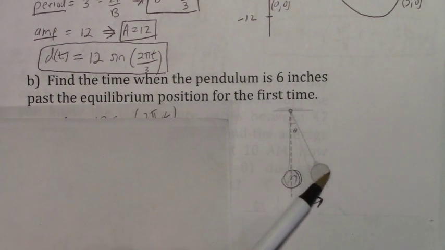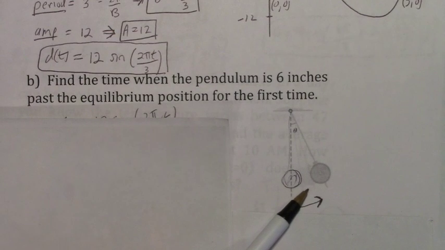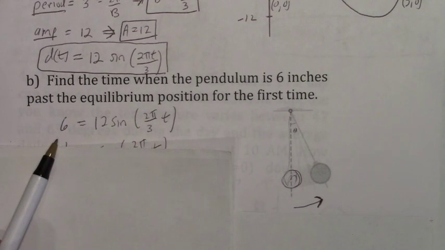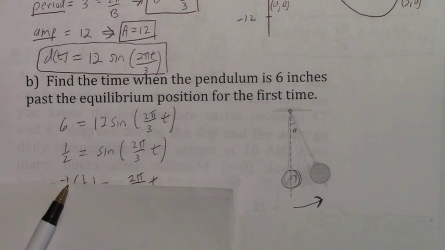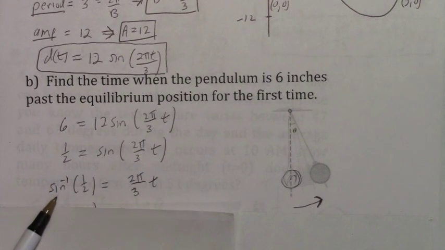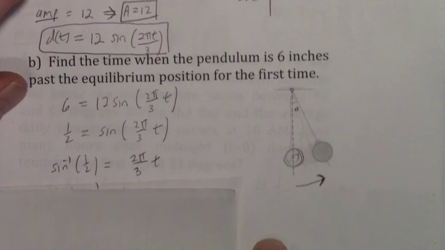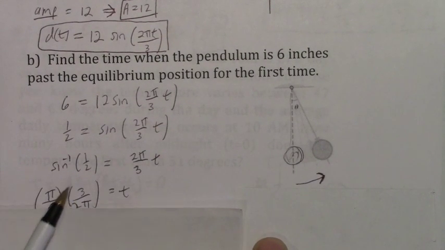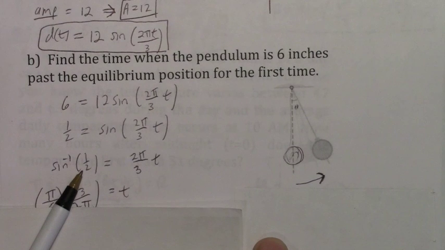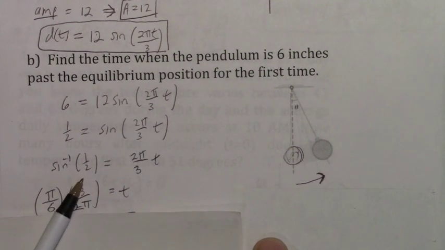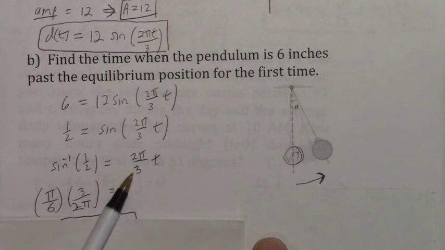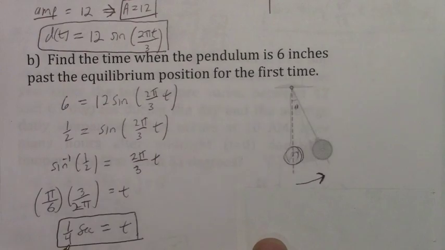Notice it goes a total of 12 inches, so it's going to be some small positive number, right? Set the distance equal to 6, divide by 12. If you take the inverse sine, remember this is going to give you a number between negative pi over 2 and pi over 2. It's going to give you pi over 6, actually. So you take pi over 6 and multiply by the reciprocal, 3 over 2 pi. The time turns out to be 1/4 second.